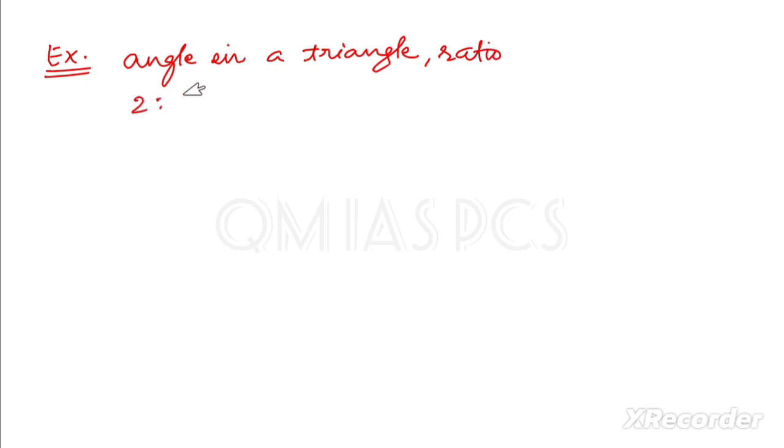Suppose it is given that the angles in a triangle are in the ratio 2 is to 4 is to 3. Ratio is 2 is to 4 is to 3. Now find the angles. Or they can say find the smallest angle, or find the largest angle. This type of question they can ask.